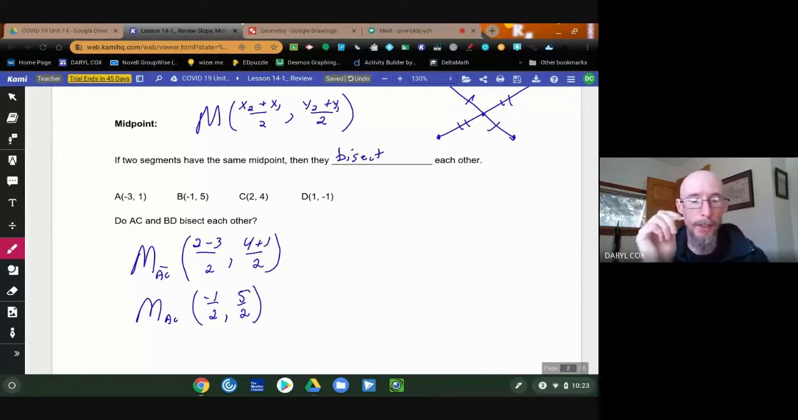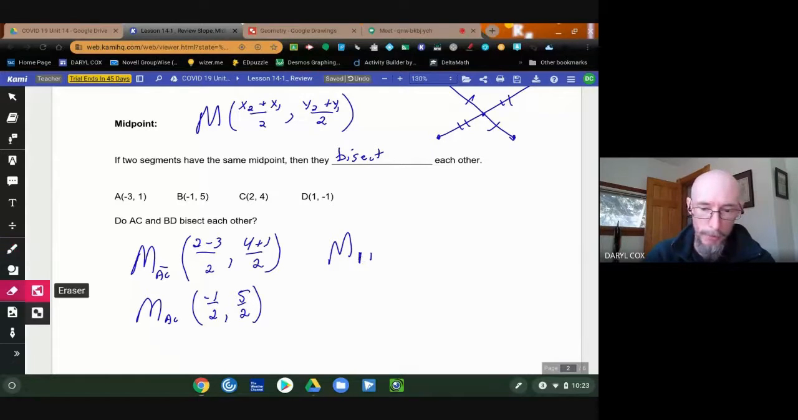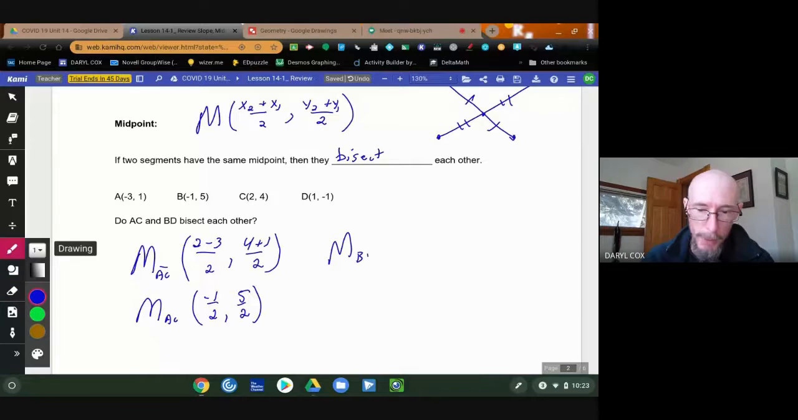Now, here's my question. If these bisect each other, what should the midpoint of BD be? So hopefully you said, well, if they're bisecting each other, it should have the same midpoint. So it should be -1/2, 5/2. Let's see if it is.